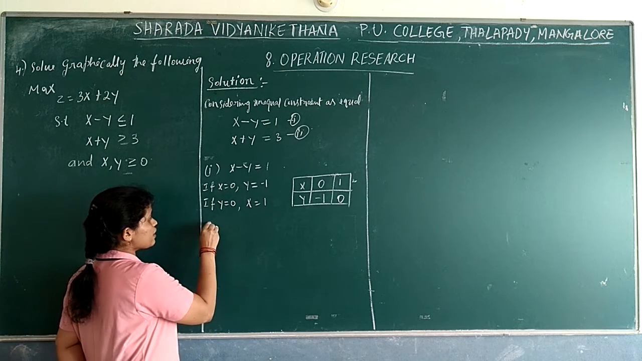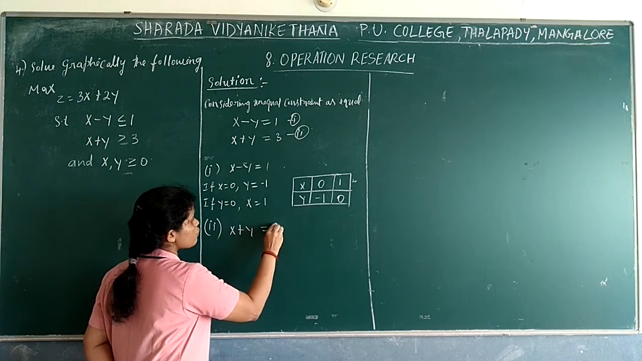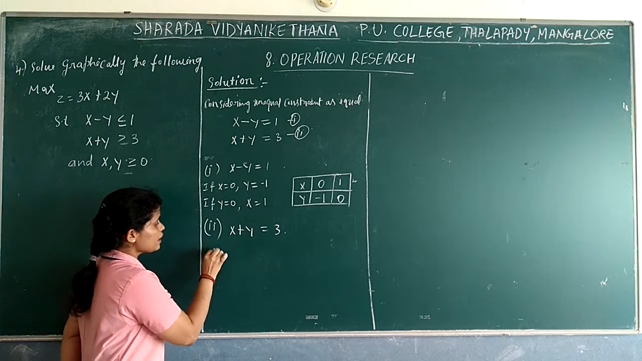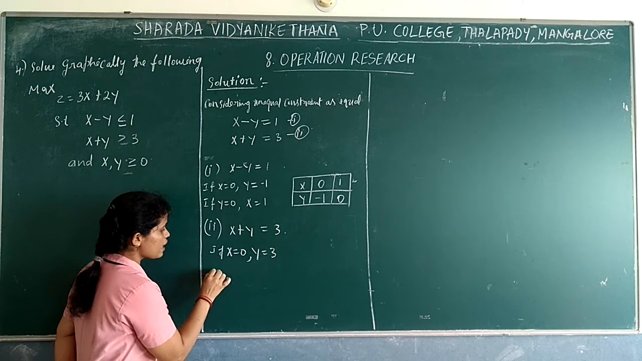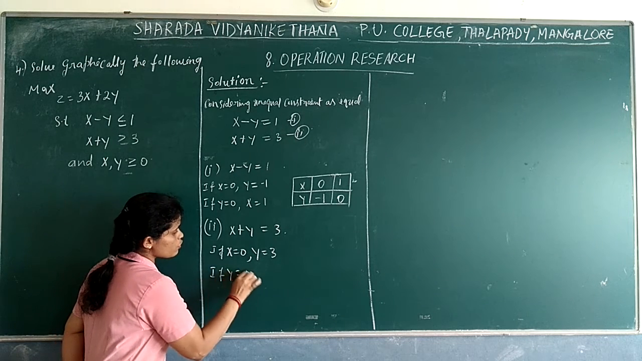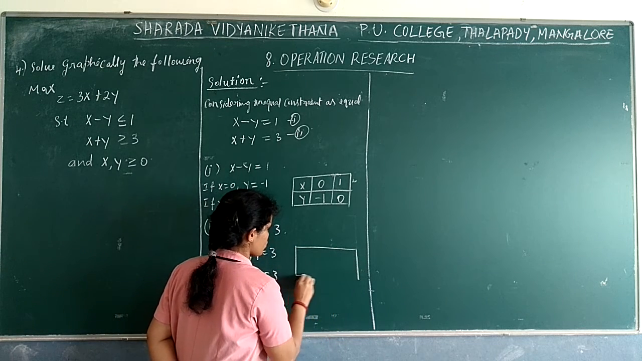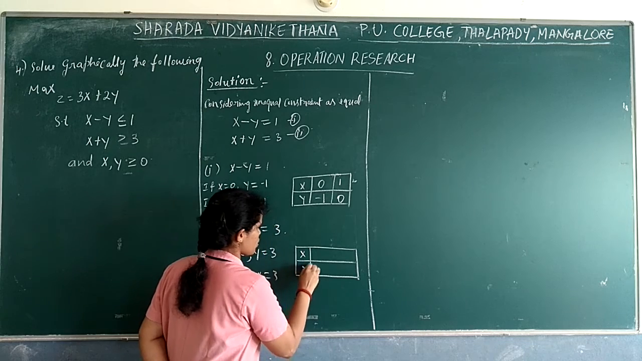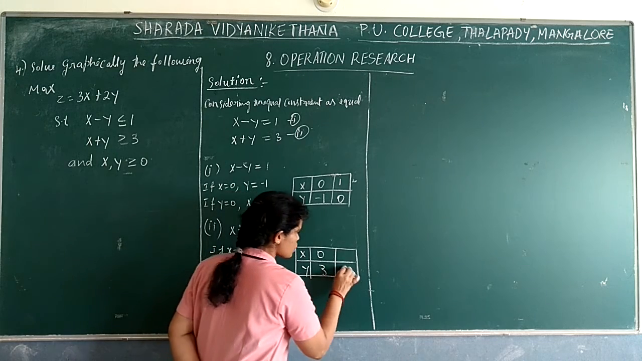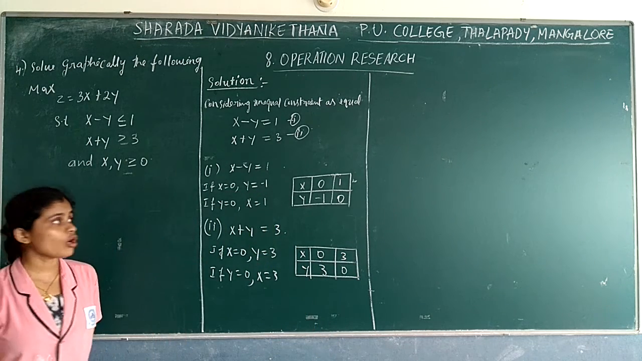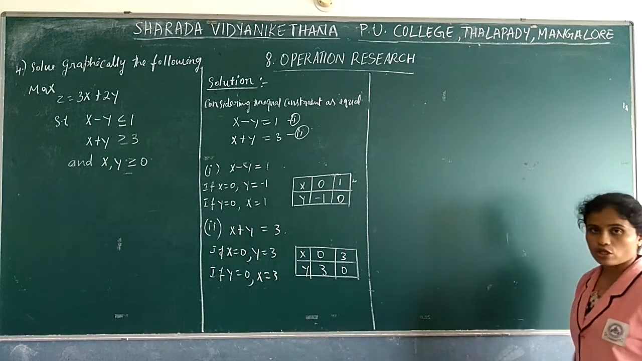Then take the second equation, that is x plus y is equal to 3. There if x is equal to 0, y is equal to 3, and if y is equal to 0, x is equal to 3. Now we got two pairs of values for each equation. Now we need to represent them on the graph.